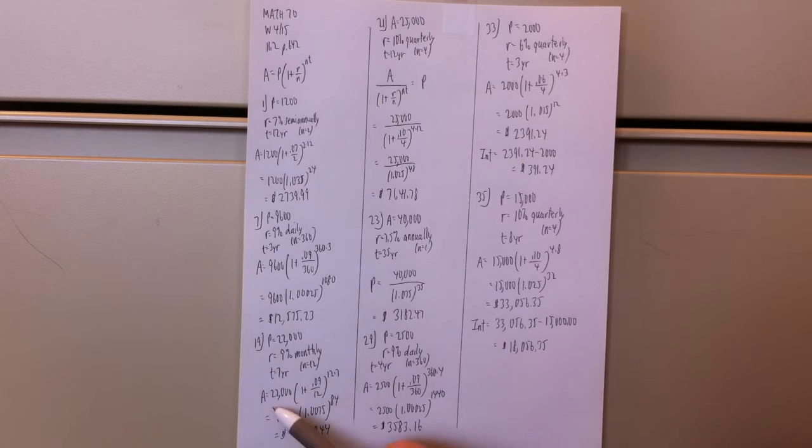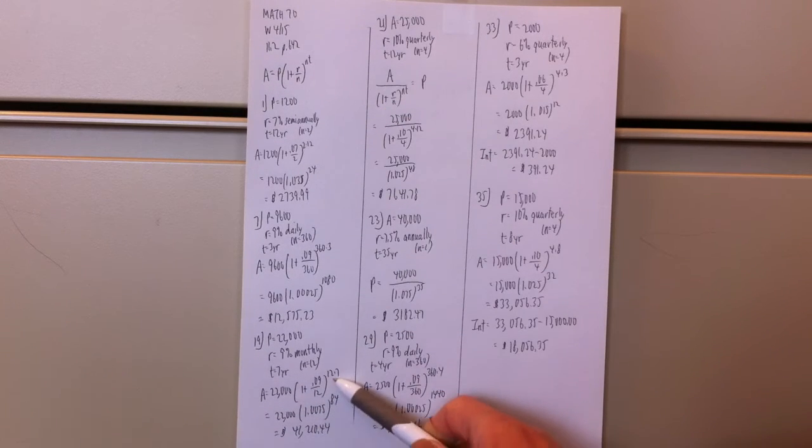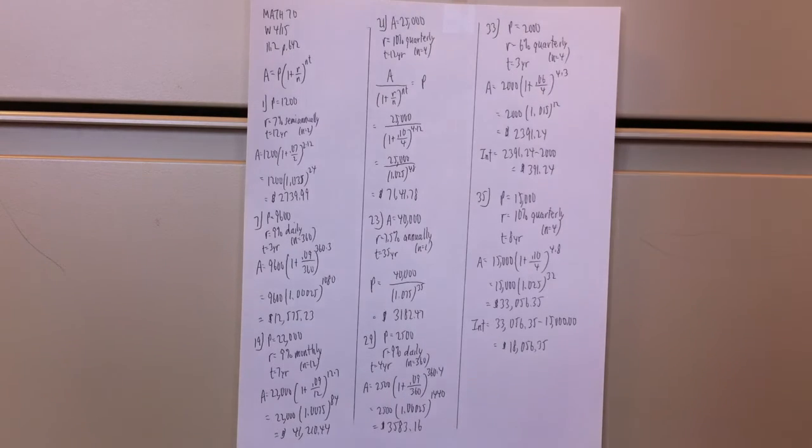So T is 7. So the new amount is the principal by formula, 22,000 times 1 plus the interest rate, 0.09, divided by 12 because it says monthly, raised to the N times T, so 12 times 7. This comes out to be 1.0075, raised to the 12 times 7, which is 84. Punch all this in the calculator, and we get $41,210.44, rounded again to the nearest penny.